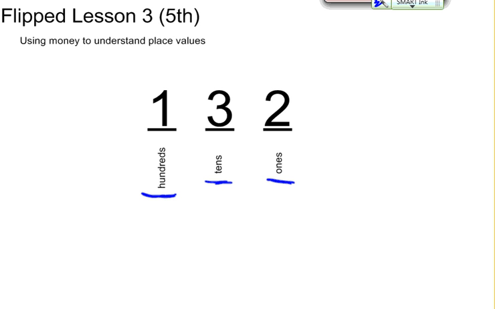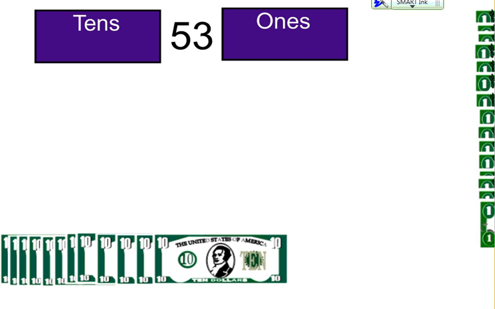Now, to make sure that we really get this concept down, we want to look at how money can help us understand that concept. If we look at the number 53, if I were to ask you to have specifically $53, you wouldn't want to be cheated out of that money. I'm sure no one would want to be cheated out of that amount of money if that's what was owed to you. So what would you actually need to do?